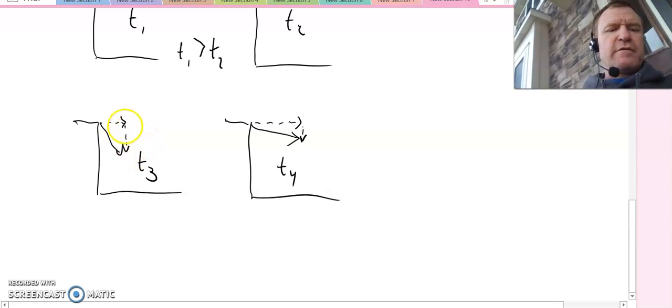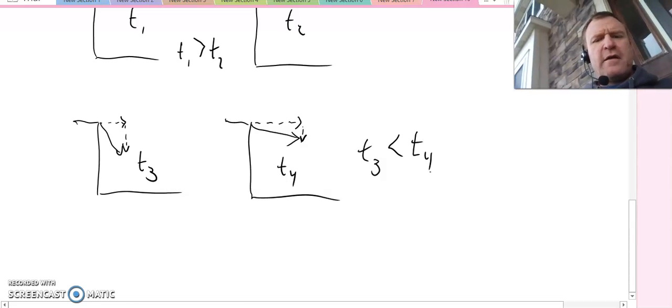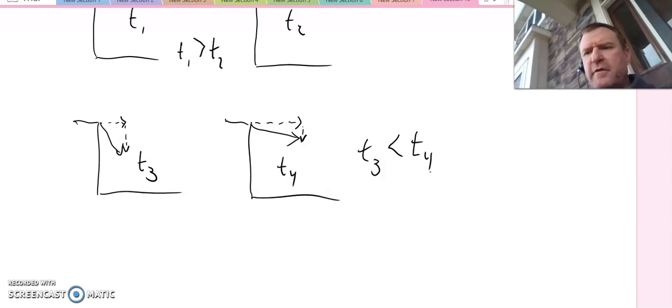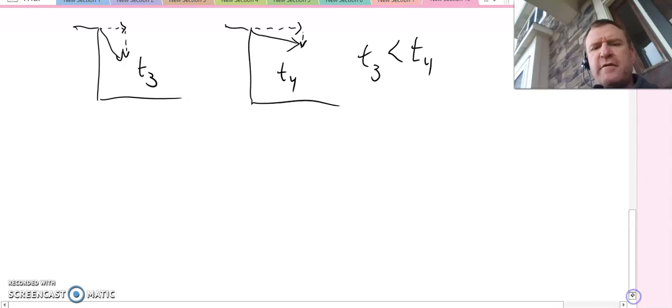It's like if you throw a ball straight down and just drop it. This one will take less time. So here I'm going to say T3 is less than T4. Again, for the range, you really have to take more into account, because that's going to depend on the velocity in the x direction as well as time.